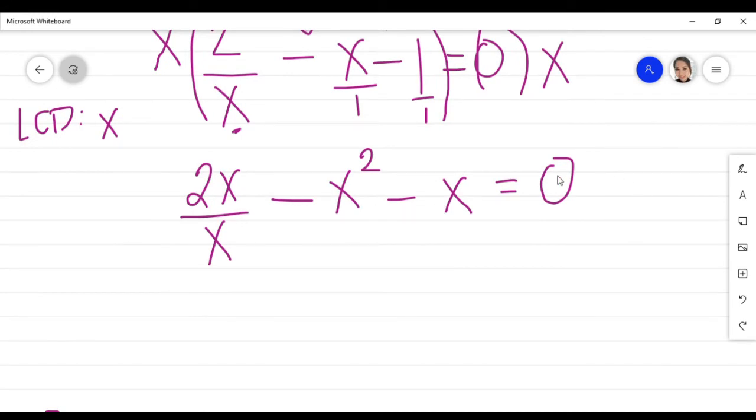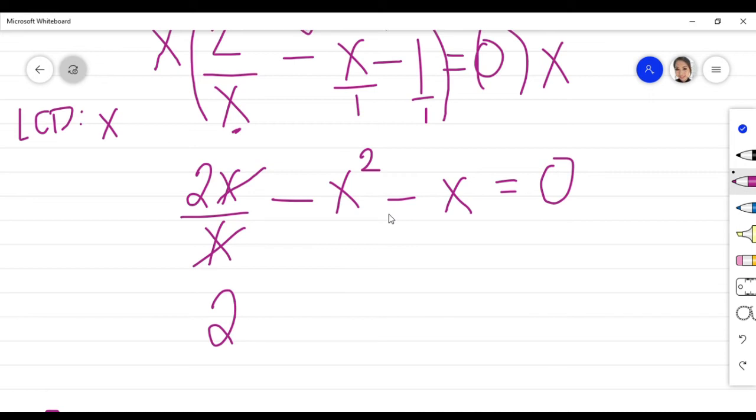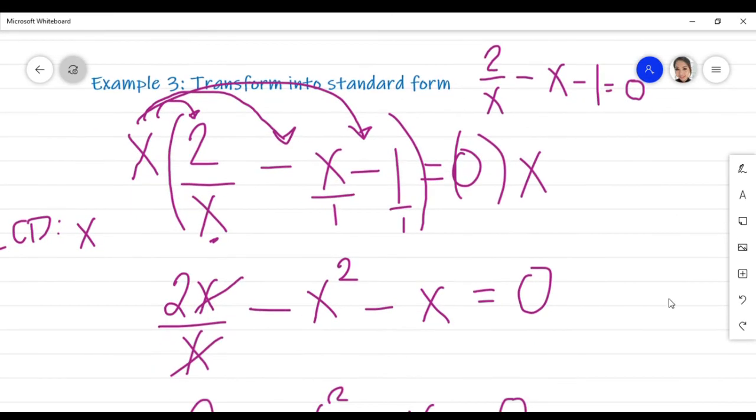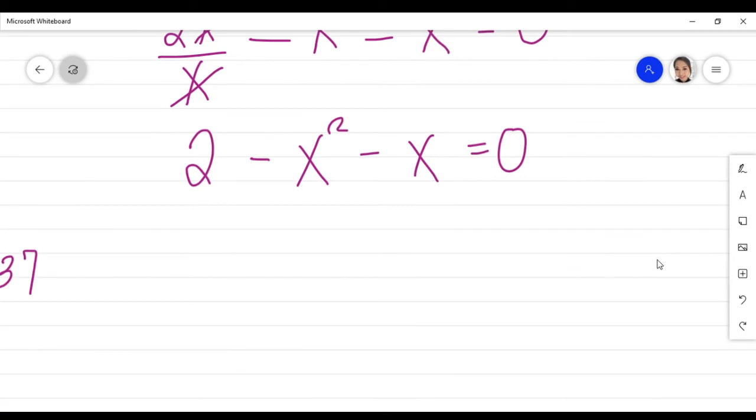So let's divide. So 2x divided by x. Notice that x here is a common variable. So we can remove that one. Then what is left is 2 over 1 or just 2. So we will just copy negative x squared and minus x. So negative x squared minus x equals 0. So from the original rational equation, it becomes like this: 2 minus x squared minus x equals 0.